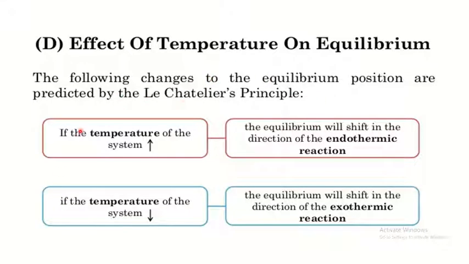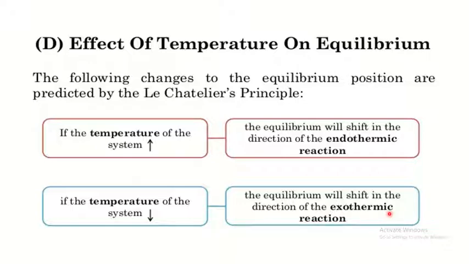Effect of temperature on equilibrium. If the temperature of the system is increased, then the equilibrium will shift in the direction of the endothermic reaction for every reaction. For an endothermic reaction, the equilibrium will shift in the forward way, and for an exothermic reaction, the equilibrium will shift in the backward way. And if the temperature of the reaction is decreased, then the equilibrium will shift in the direction of the exothermic reaction. For an exothermic reaction, it is in the forward direction, and for an endothermic reaction, it is in the backward direction.